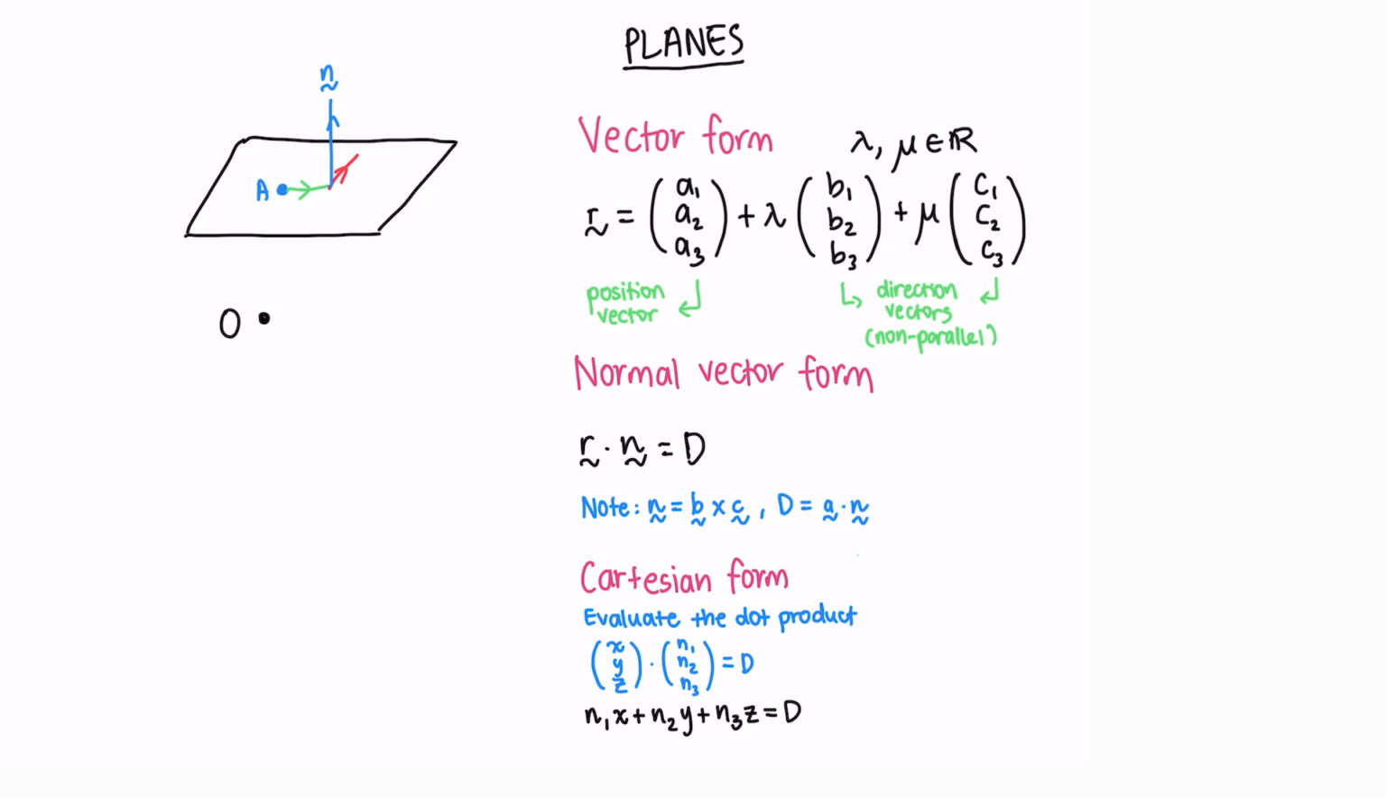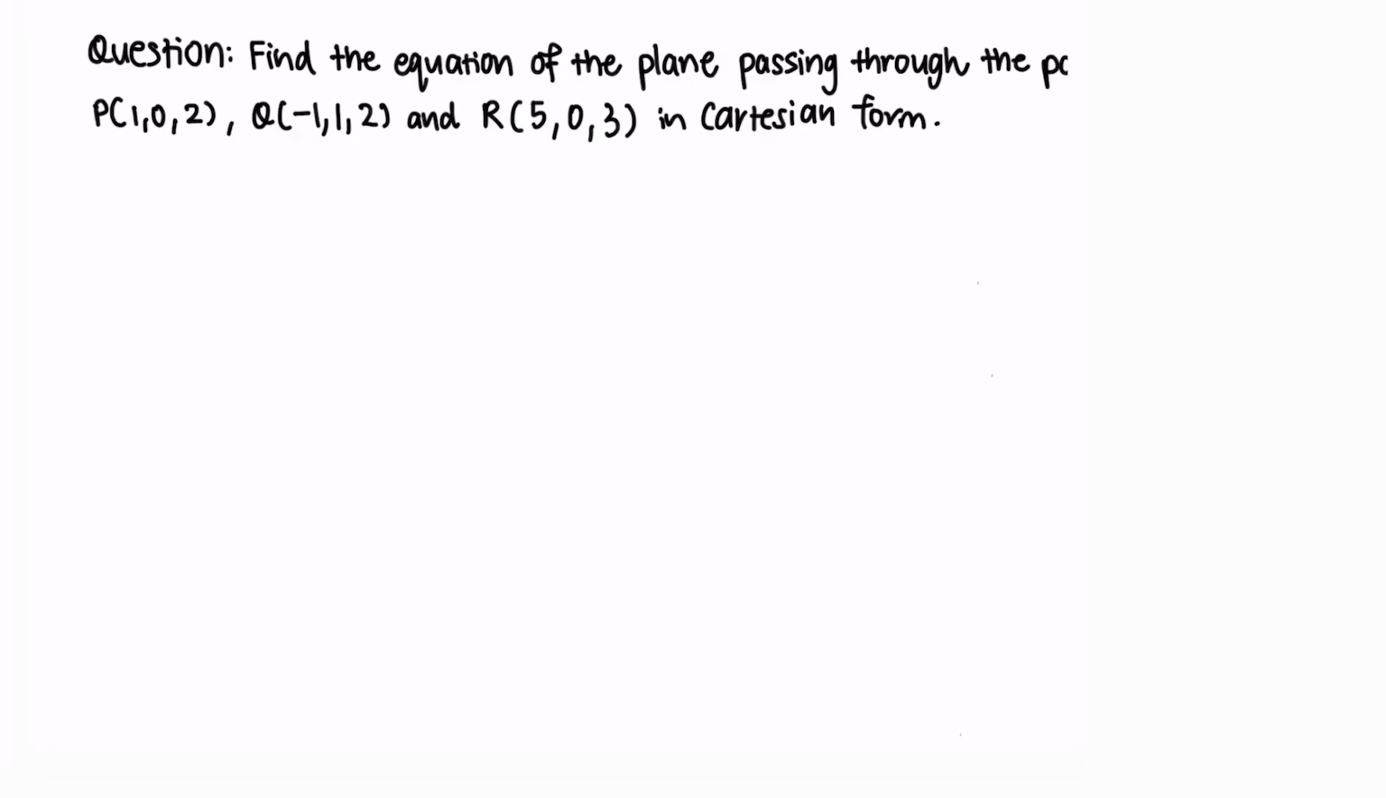And finally, the Cartesian form. First off, since r is any general point on the plane, I can write it as x, y, z. And n, let's say 1, 2, 4, I can write this as 1, 2, 4, and then equals d. And after I evaluate this dot product, it will look something like this, and this will be just the Cartesian form of the plane. Let's try a question.